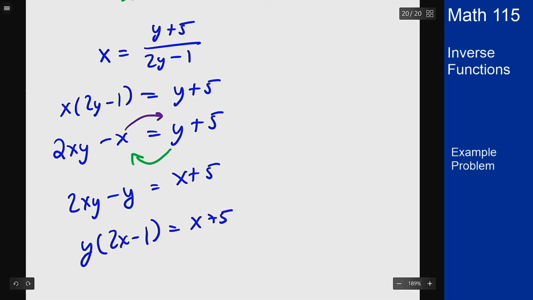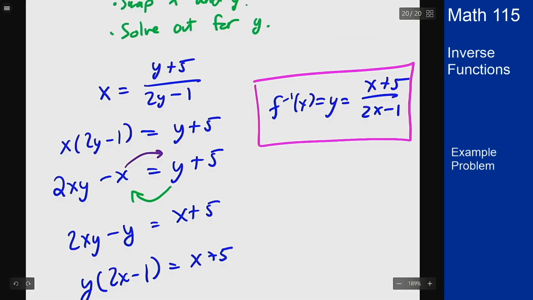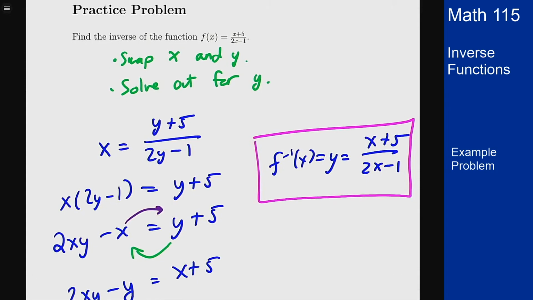And then I can divide through by 2x minus 1 to get that my inverse function, which is y here, is going to be (x plus 5) over (2x minus 1). Now, if you look, in this case this is actually the same as the function we started with. Our function f was also (x plus 5) over (2x minus 1).